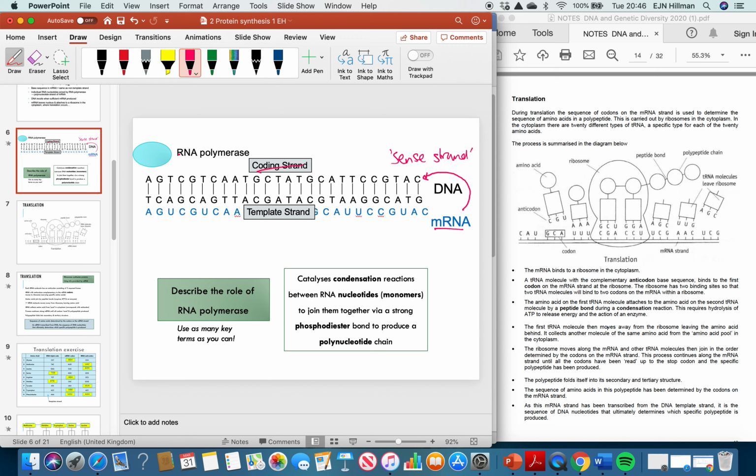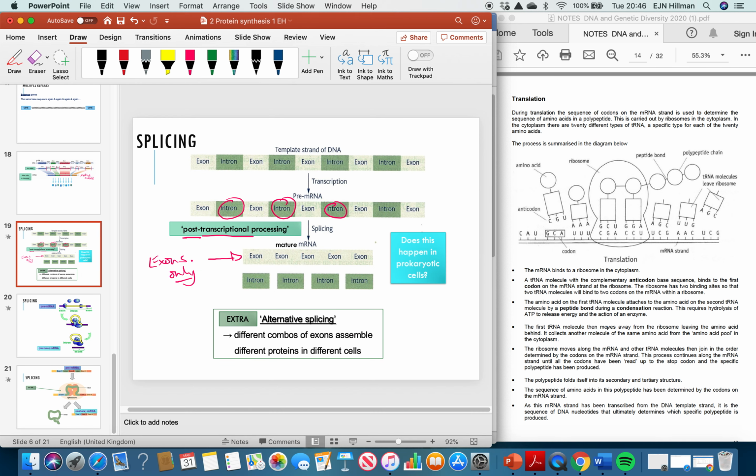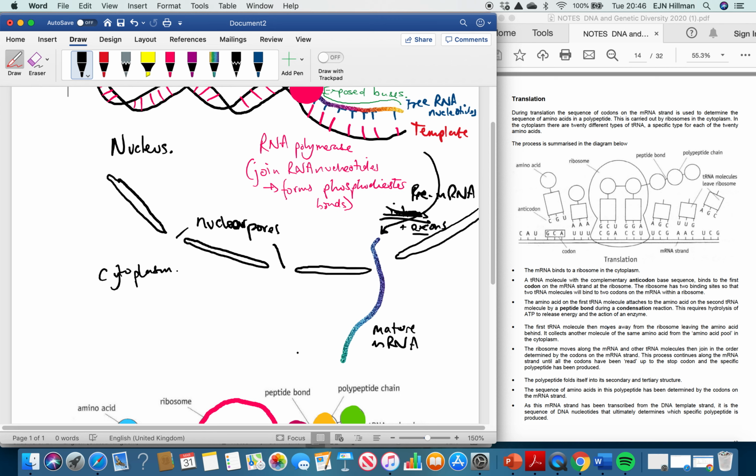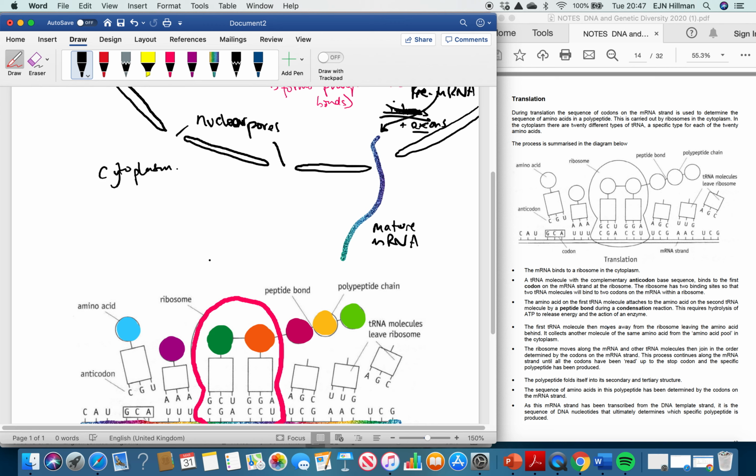So RNA polymerase catalyzes condensation reactions between the RNA nucleotides, joins them together with those phosphodiester bonds, forming a new polynucleotide chain of mRNA. Then we said that we've got this splicing, the removal of the introns from the pre-mRNA to form mature mRNA. And then we said that mRNA leaves the nucleus via those nuclear pores and moves into the cytoplasm.